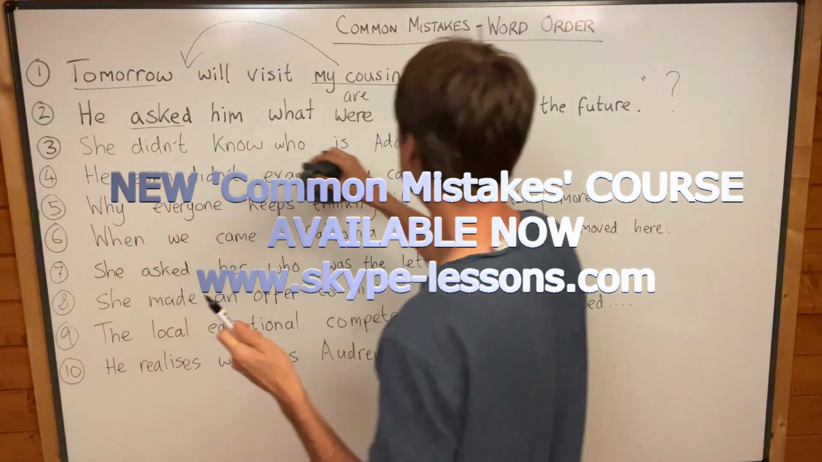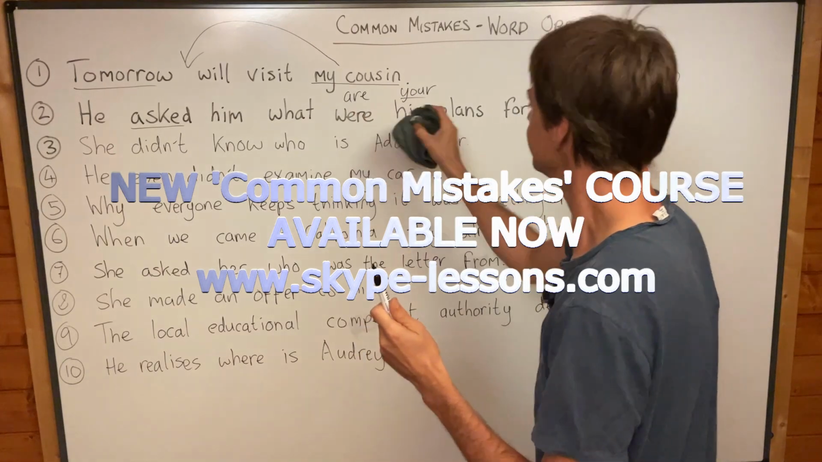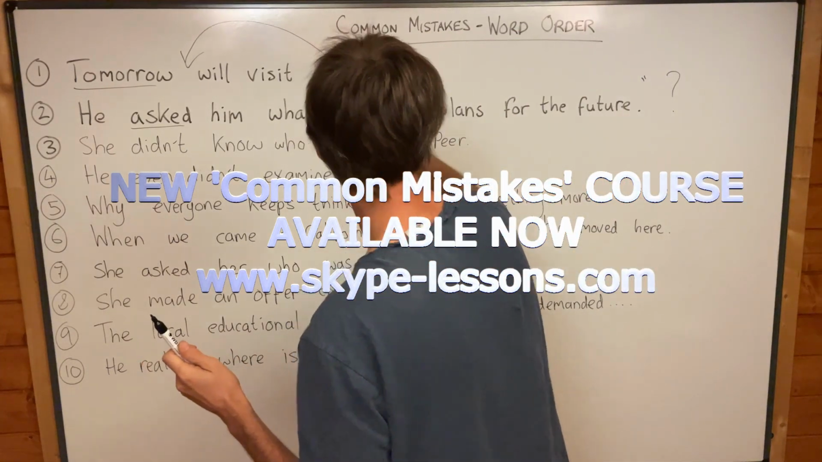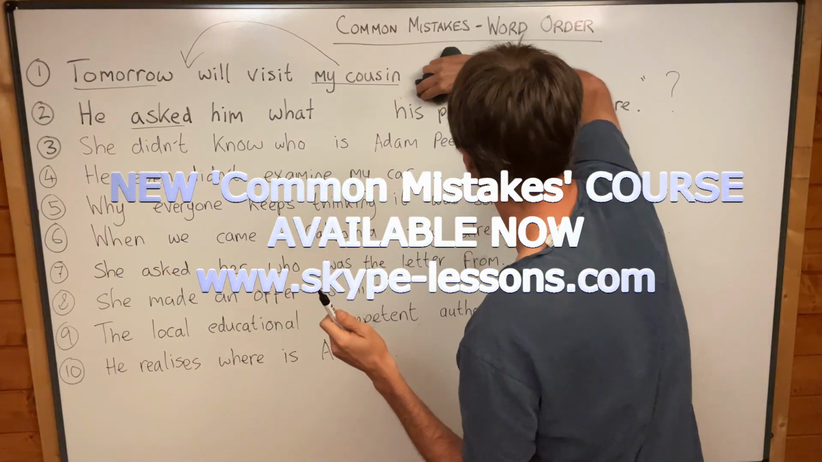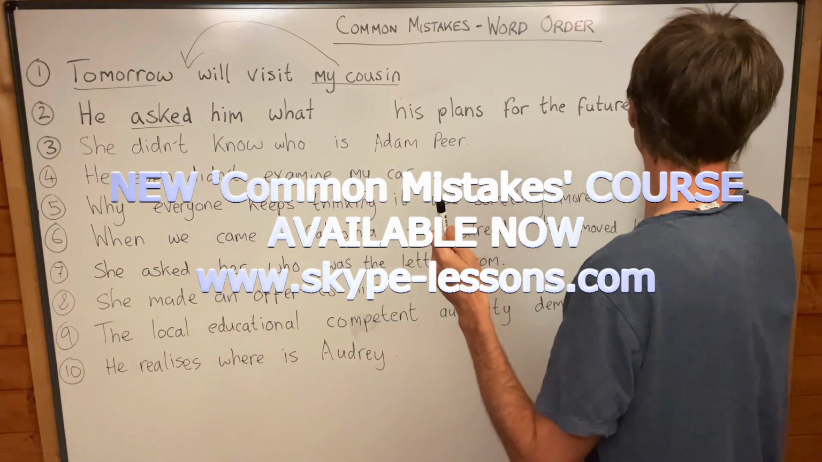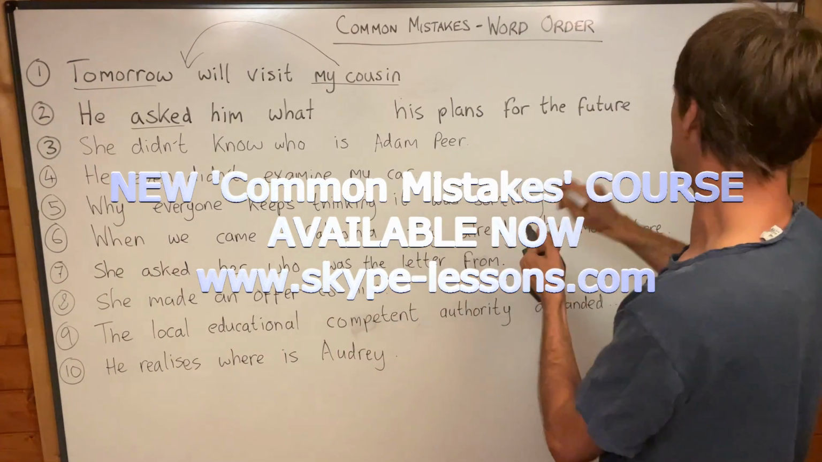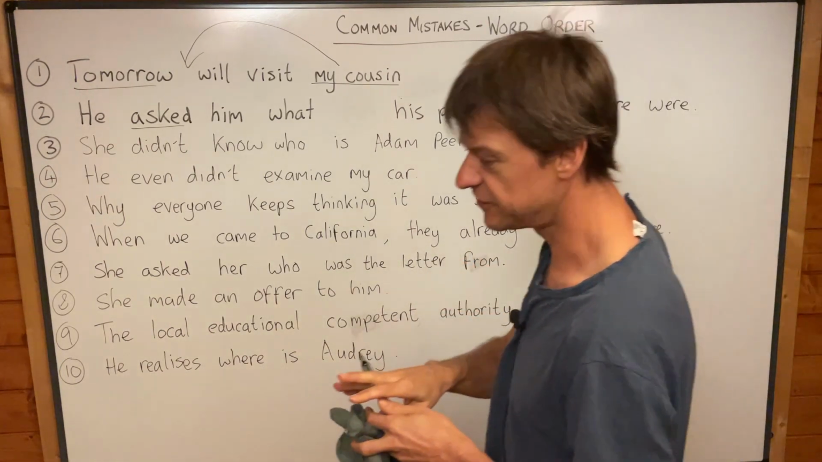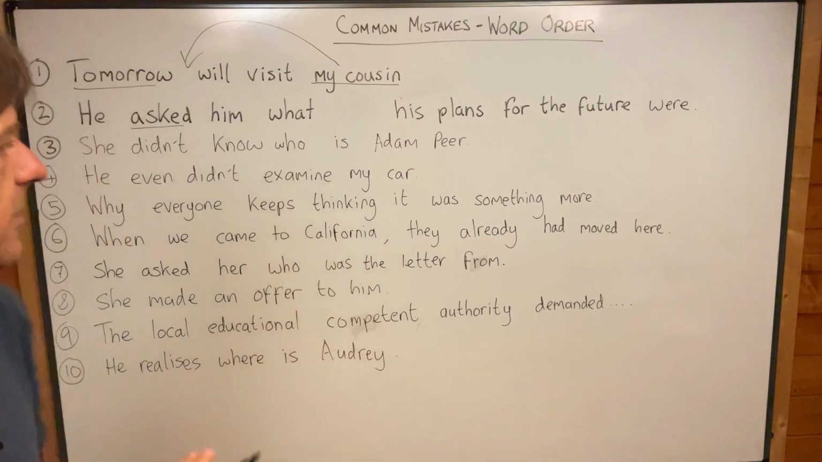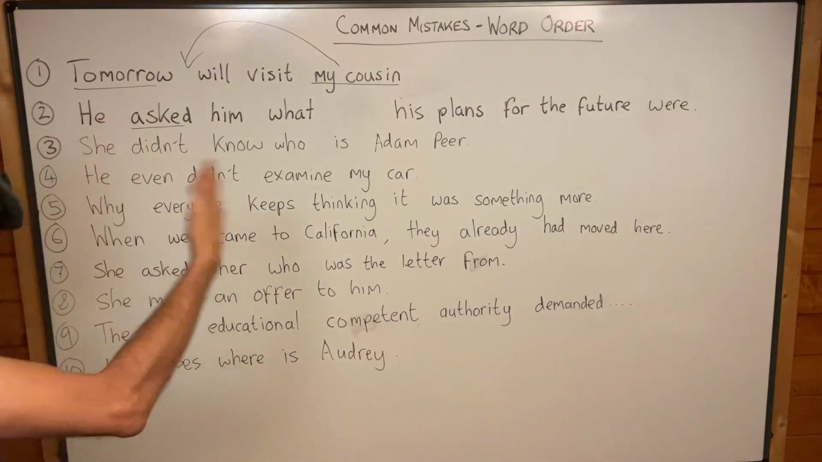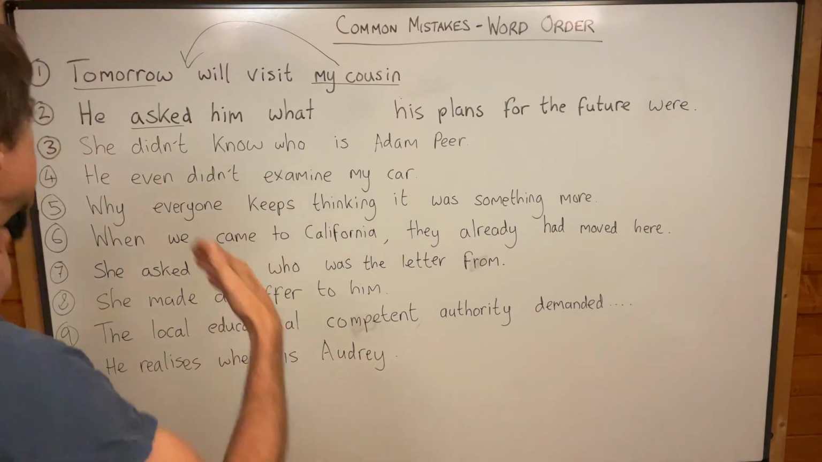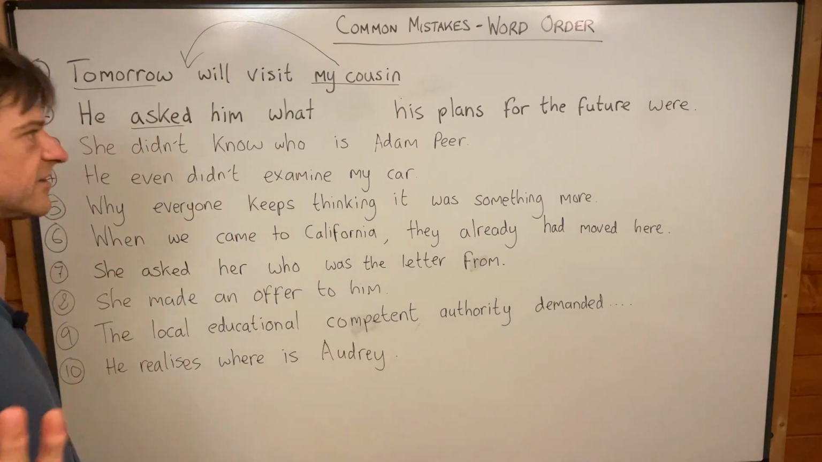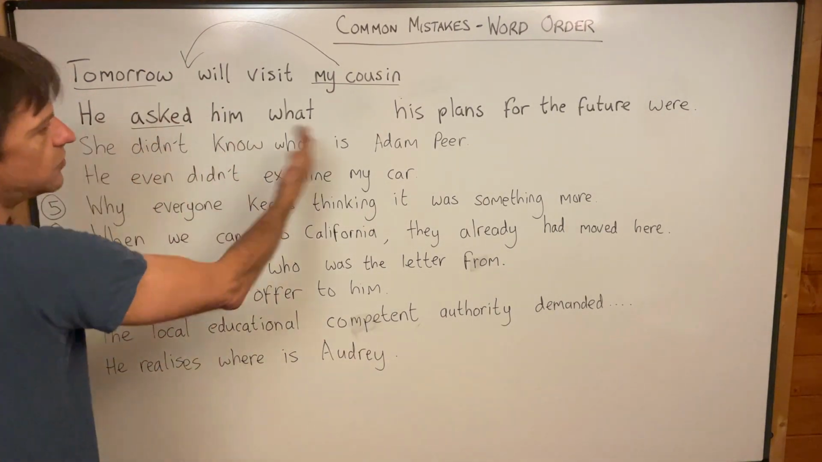We can just say, he asked him what, I've got to change a few bits of it. I'm going to have to remove that. What his plans for the future were. And then that's an indirect question. And we don't have a question mark. He asked him what his plans for the future were. It doesn't have a question mark because it's not a question. It's a statement. It's an affirmation. He asked him what his plans for the future were. There is no question there.